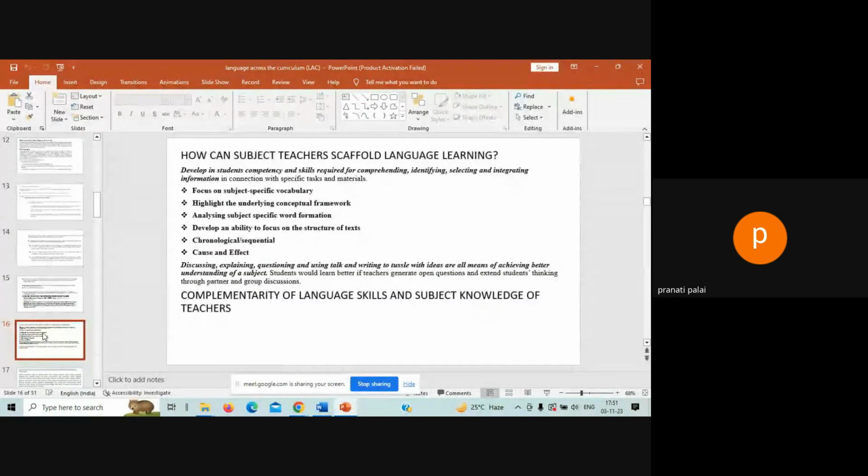So how can a subject teacher scaffold language learning? Develop in students the competency and skills required for comprehending, identifying, selecting, and integrating information in connection with specific tasks and materials. Focus on subject-specific vocabulary. I have just discussed it. Whatever subject the teacher is teaching, the focus should be on vocabulary.